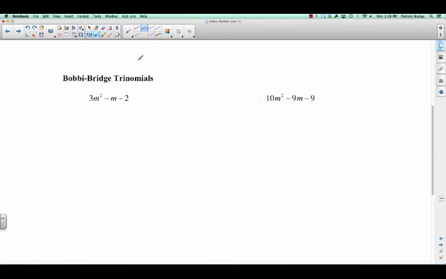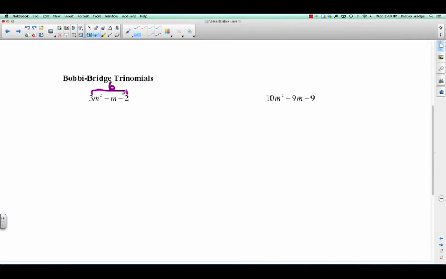So let's try to solve this one as a simple trinomial. What you would try to do is take out the greatest common factor, but there is no greatest common factor. So you're stuck with this 3 out front. And that's what alerts you to the fact that it must be a Bobby Bridge. So what you're going to do to solve this is build a bridge. There you go, it's the Bobby Bridge right there. And what you do is multiply those two numbers together. Again, you don't have to worry about negatives. 3 times 2 is 6.